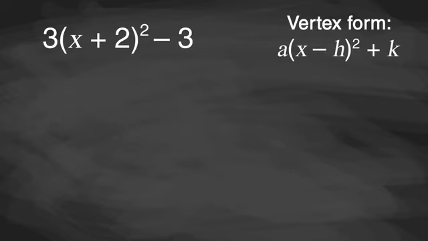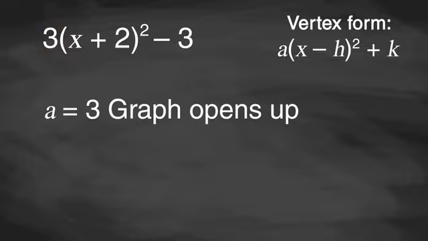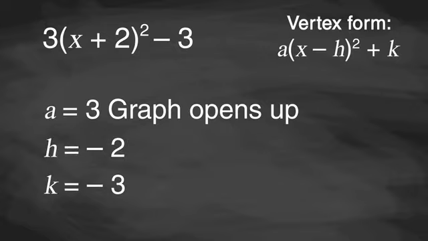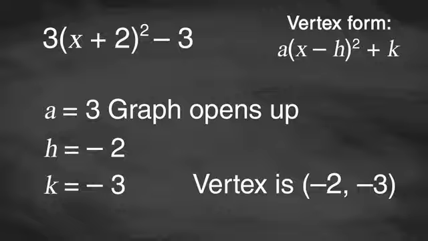Now that the expression is written in vertex form, we can determine the direction of the graph's opening and the vertex of the graph. Since 3 is the a value and greater than 0, the graph will open up. The h value is -2, and the k value is -3, so the vertex is (-2, -3).